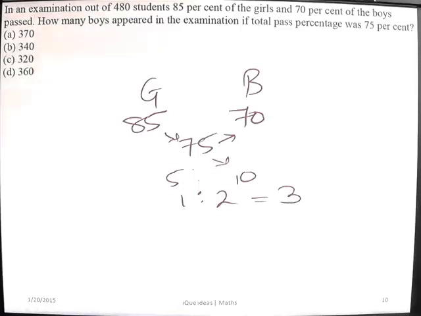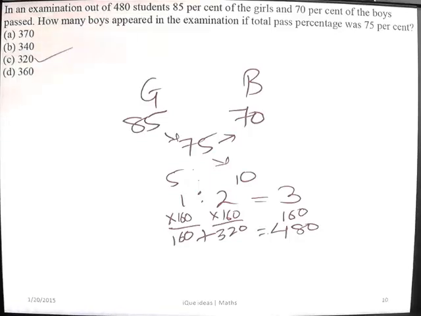Adding them up, the total is 3. Now I know that there are total 480 students, which is 3. So I get 3 into 160 is 480. So boys who are in the ratio of 2, when multiplied by 160, give me 320. And there are 320 boys. If it was asked how many girls were there, we multiply 1 by 160 and we get 160 girls. Add the two of them, total is 480. See, that's simple.